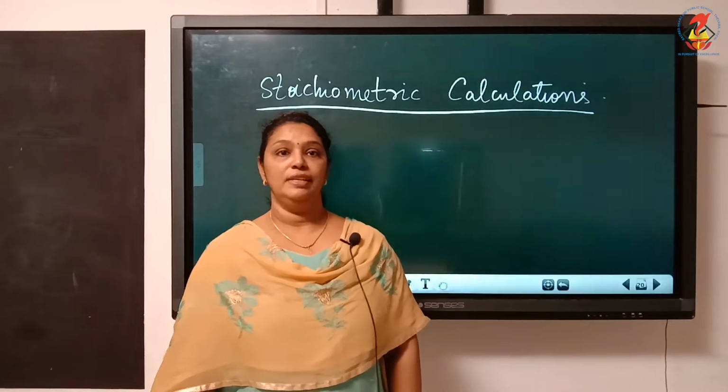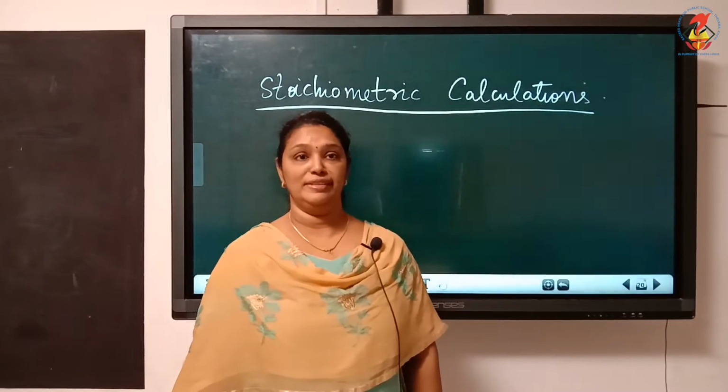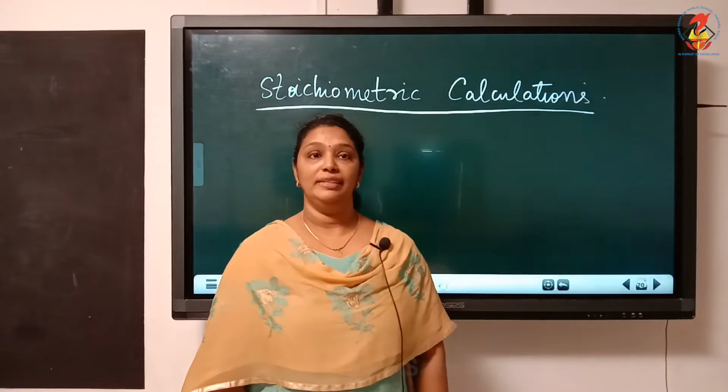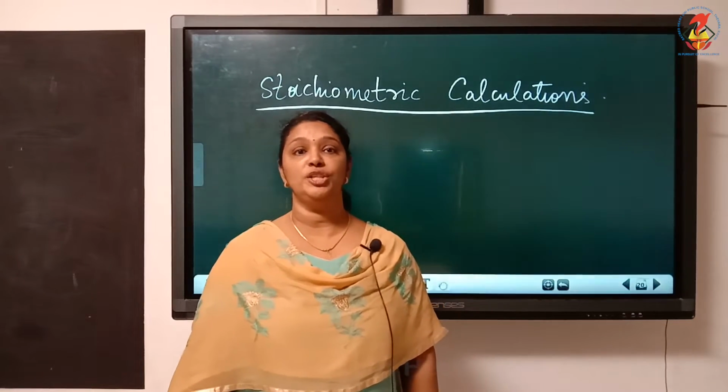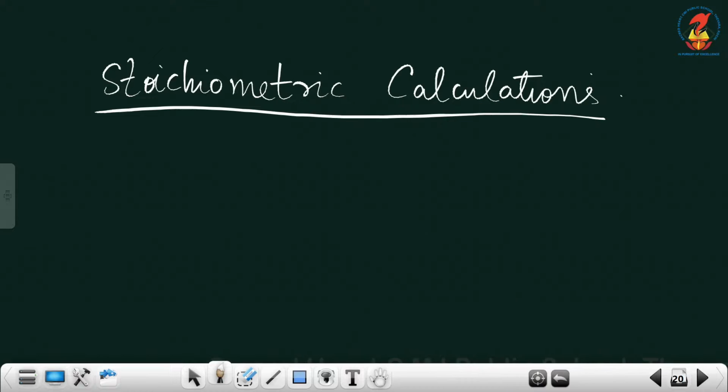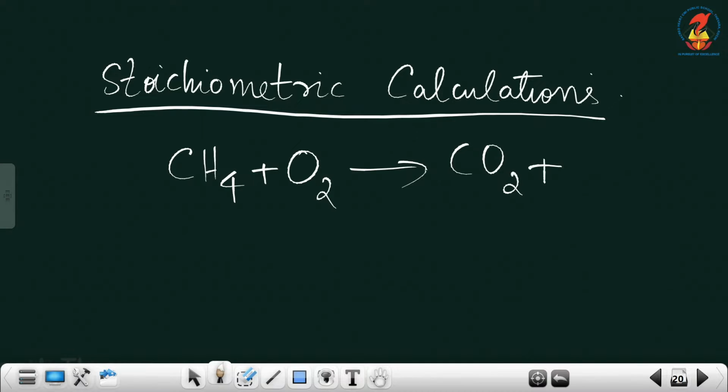Today we are going to see stoichiometric calculations. I'm going to write an equation for the combustion of methane. Methane plus oxygen. Combustion means heating in the presence of oxygen. The products are carbon dioxide plus water.